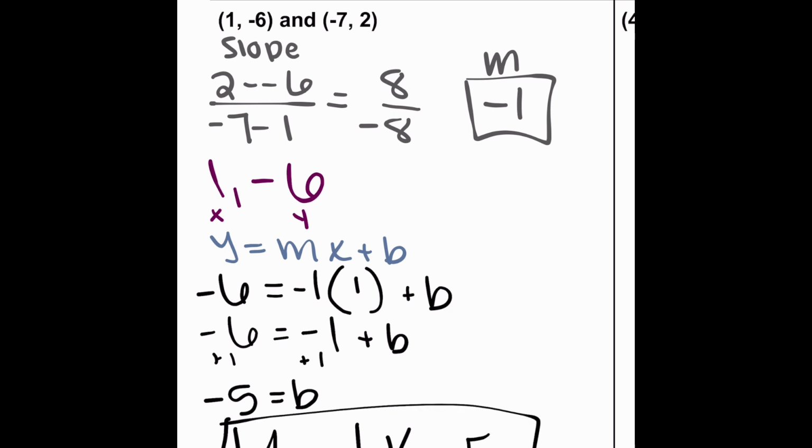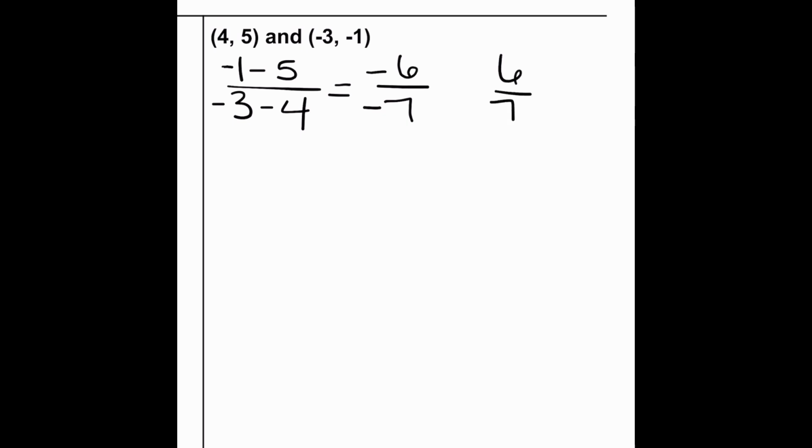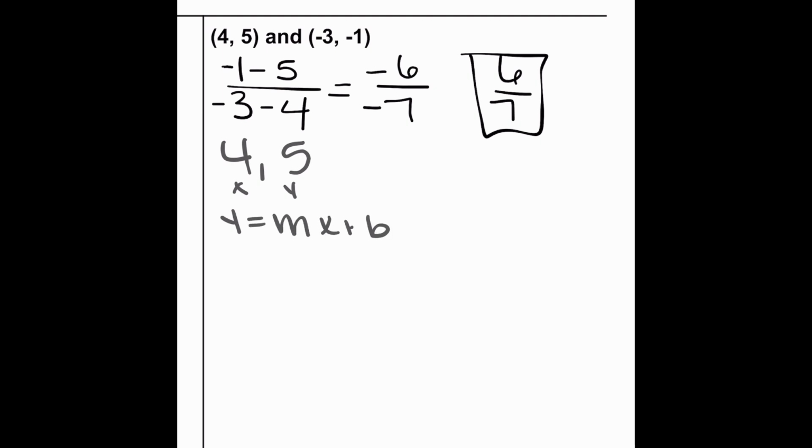I'm going to show you one more time, and then I want you to do the last two on your own. So first, find the slope. So you get 6 over 7 as your slope. Hopefully you enjoy that. Pick a point. I'm going to pick the point 4, 5. This is my x, this is my y. And plug it into y equals mx plus b. So my y is 5. My m is 6 over 7.